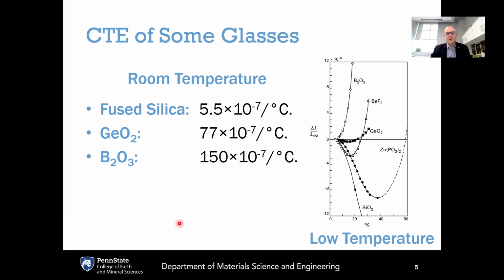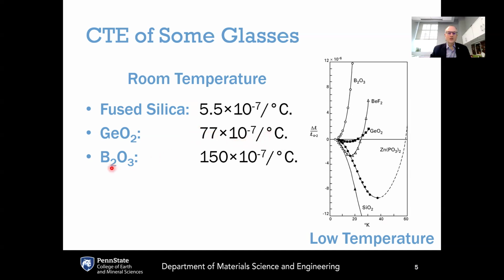What are the thermal expansion coefficients of some typical glasses at room temperature? Fused silica has one of the lowest thermal expansion coefficients of known glasses. Its CTE at room temperature is about 5.5 × 10^-7 per degree C. The coefficient of thermal expansion of germania, even though it has a structure that is very similar to the structure of silica, is much greater because of a much greater anharmonicity to the bonding, due to the larger germanium cation compared to silicon. And as a result, its CTE is quite a bit higher. It is 77 × 10^-7 per degree C.